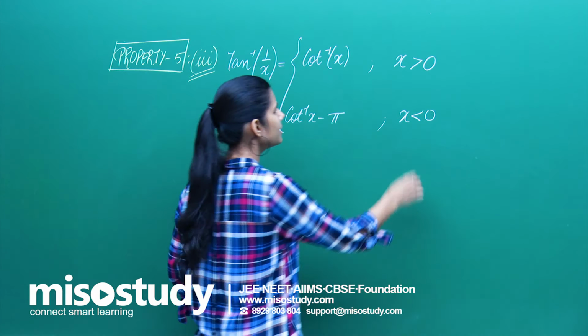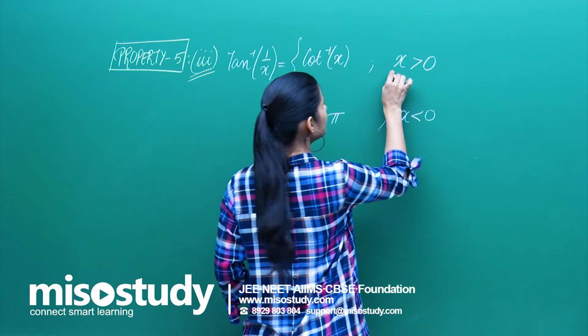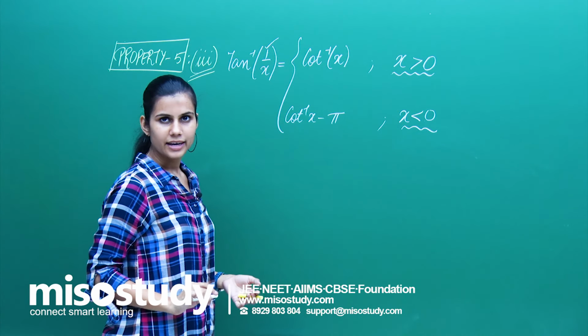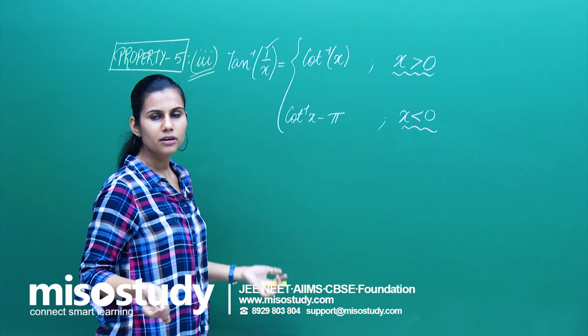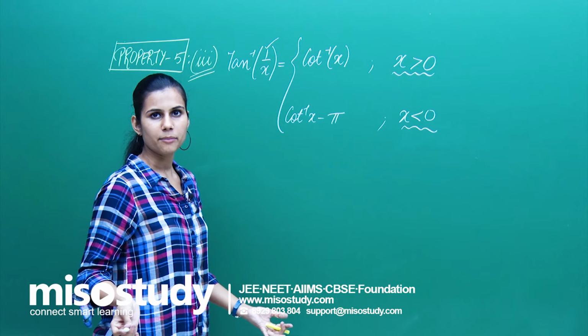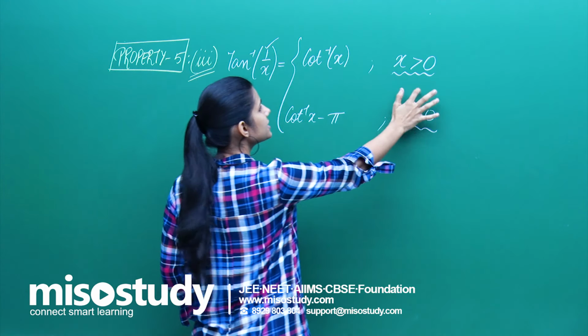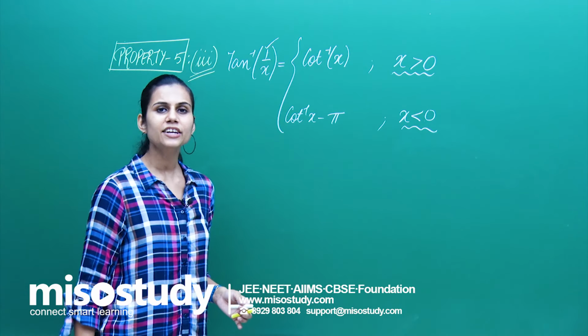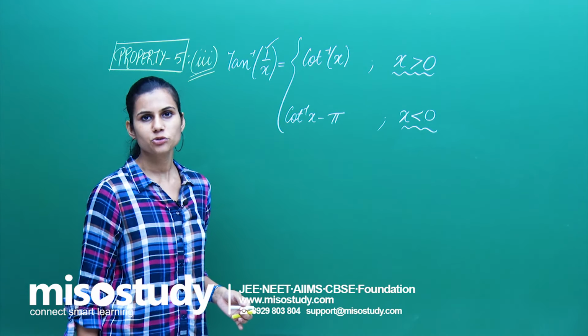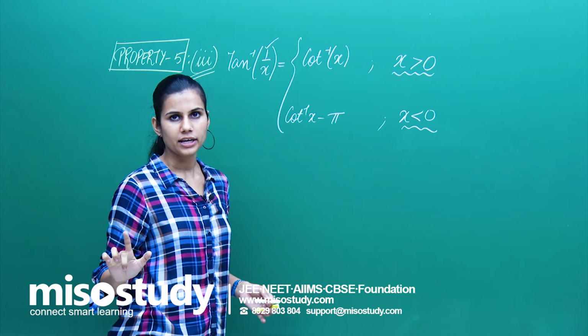Please understand one thing, the moment you take x positive, 1 by x eventually comes out to be positive, right? If you have x positive, 1 by x will be positive always. If x is negative, 1 by x will be negative always. Reciprocal of a negative number is a negative number, reciprocal of a positive number is a positive number. Why am I not taking 0? Why is there no case for 0? Because if x is equal to 0, 1 by x is 1 by 0, which is not a real number.